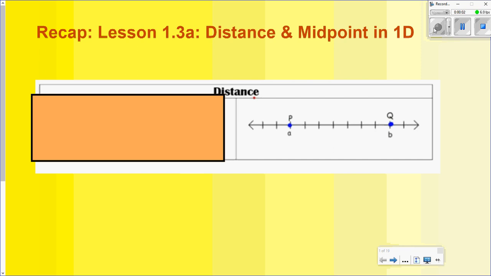Welcome to our next lesson for Unit 1. Before we go on to our next lesson, we're going to do a recap of Lesson 1.3a, which was distance and midpoint in one dimension.